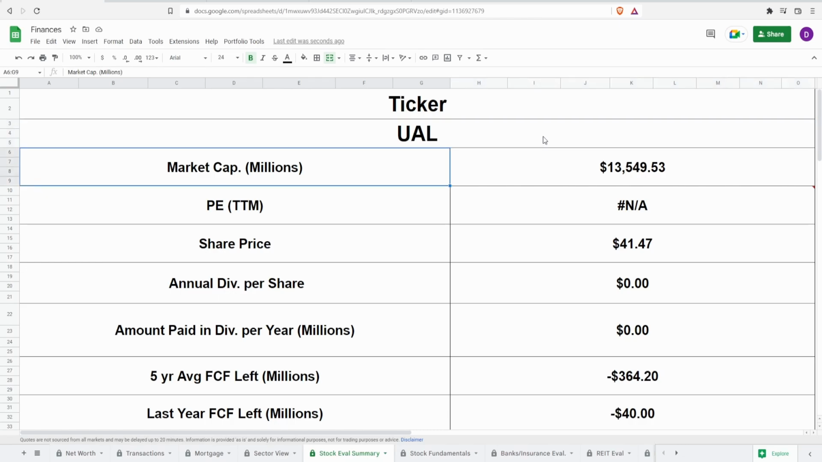And with the current share price of $41.47, I can't make a determination based on PE whether or not this is a good price right now. So we're going to take a look at other metrics to come up with a further analysis. Now, they don't pay out the dividend, which is good because looking at these two cash flows right here, guys, the 5-year and last year's, it is in the negative. It's not looking good. Let's take a look at their fundamentals.